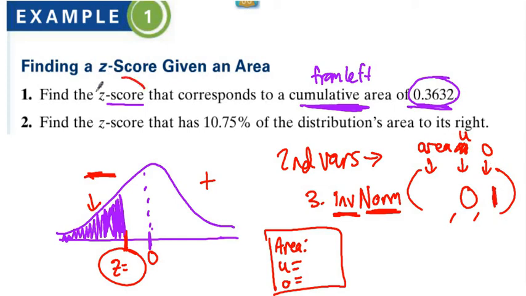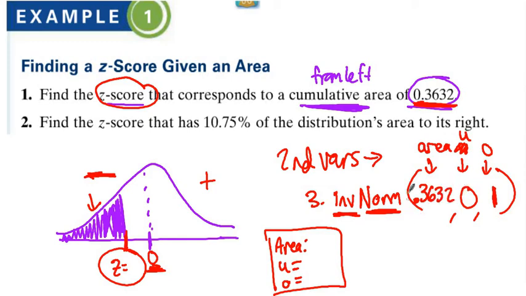How did I know that? Because we're dealing with z-scores, and the z-score in the middle is 0. I will show you later what to do when it's not 0 and 1, because you remember some examples where we didn't have that. And what is the area? It's always going to be area from the left.